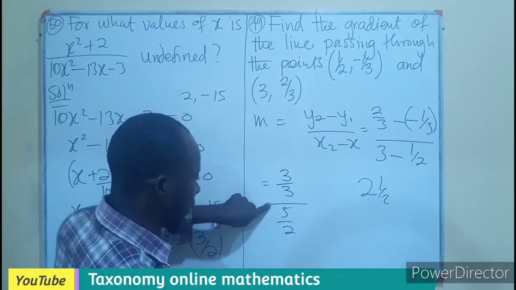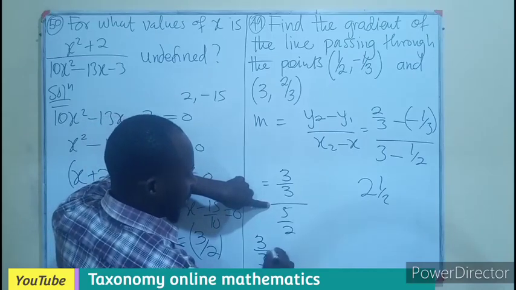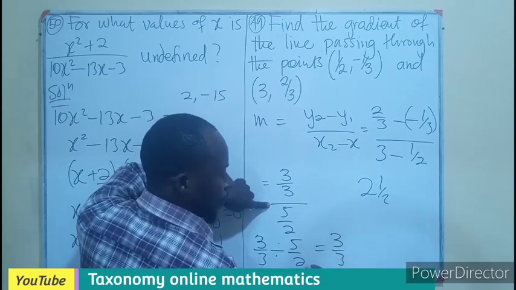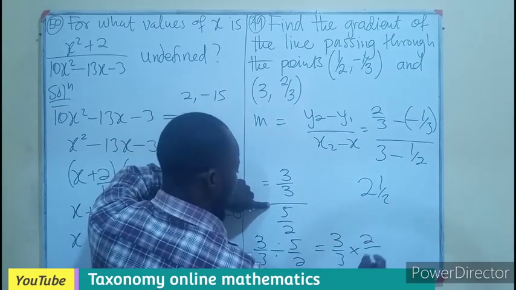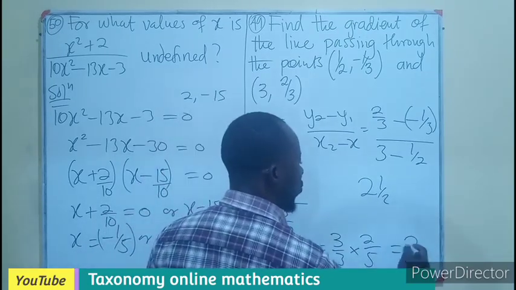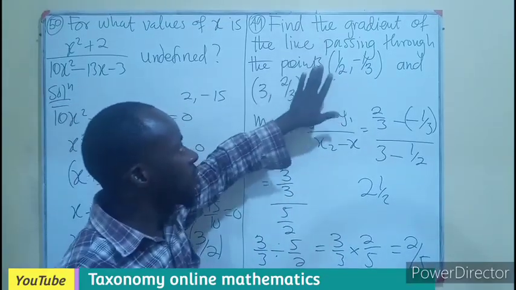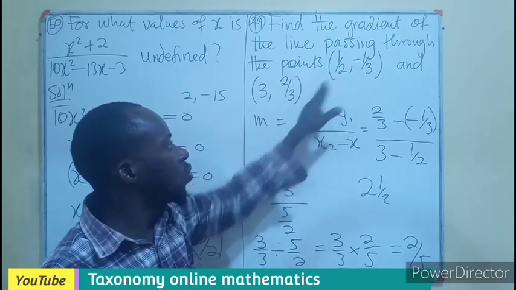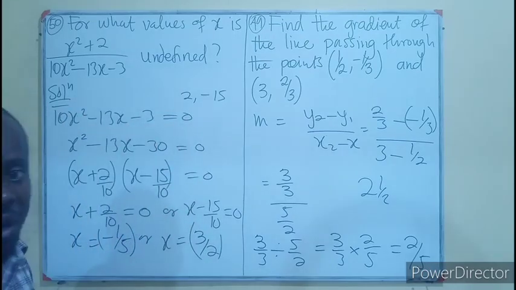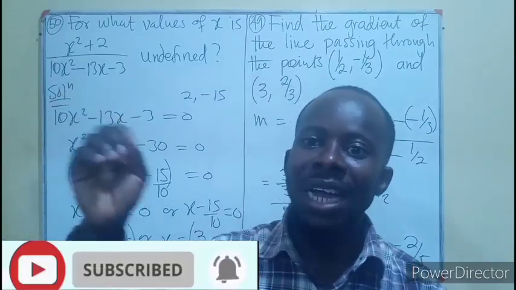Let's hold this as a division. So 3 over 3, which we know is already 1, divided by 5 on 2, will become 3 on 3 times 2 on 5. Don't forget this value is 1. So our answer is just going to be 2 on 5. So the gradient of the line that passes through these 2 points is 2 divided by 5. I believe this is okay. We will continue from 48 upward until we get to question number 1.